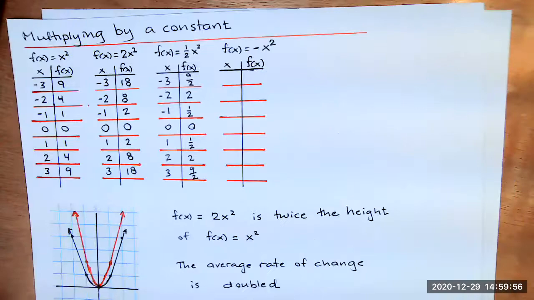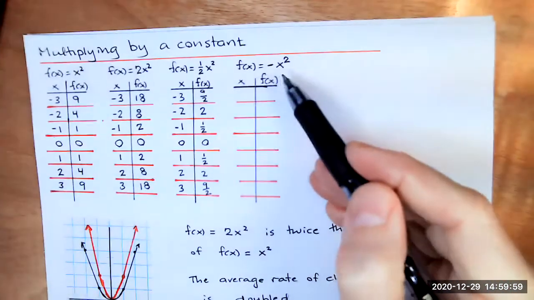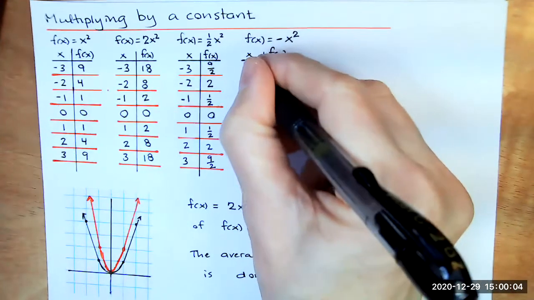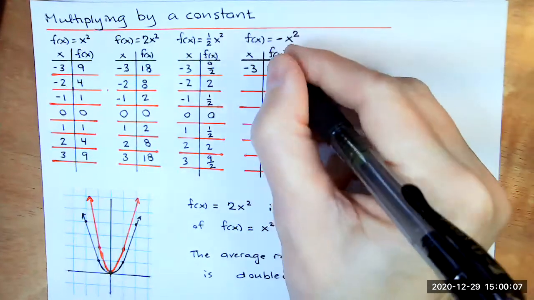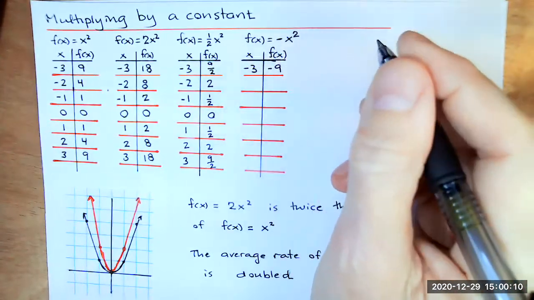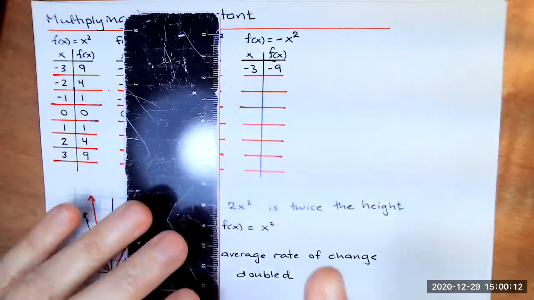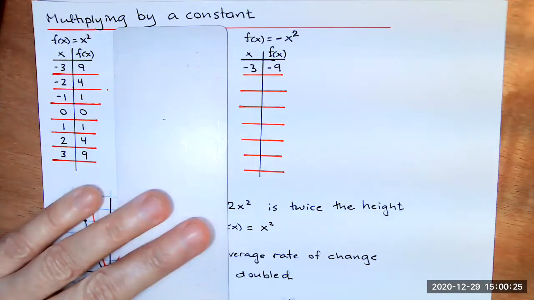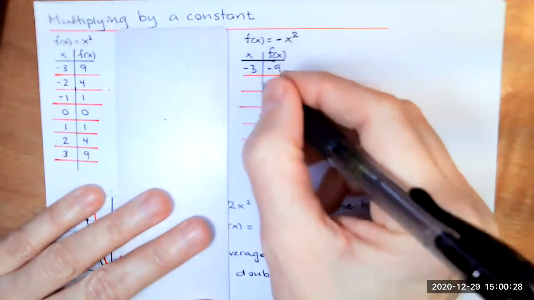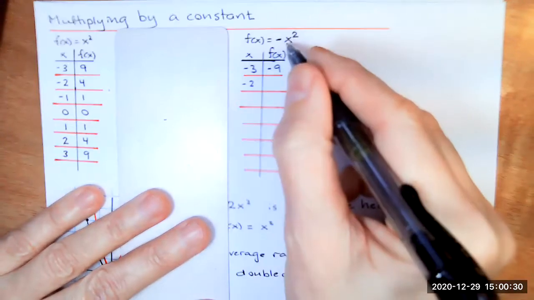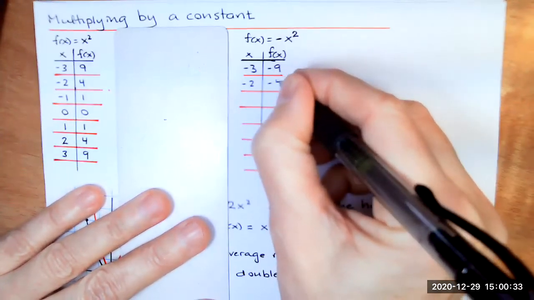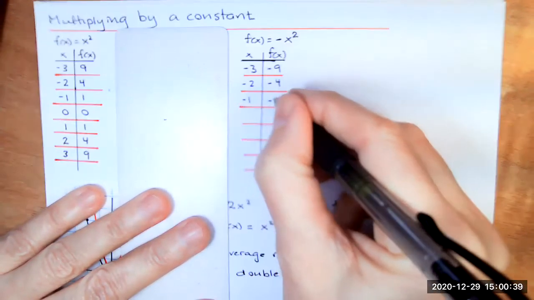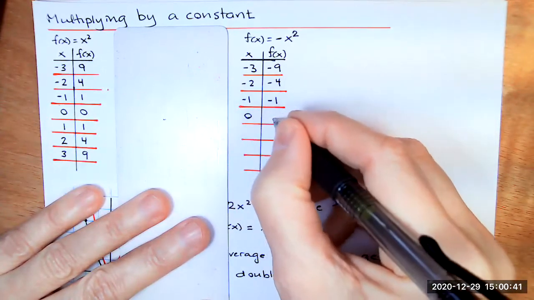All right, let's do one more shift. What happens if we multiply by -1? So when x is -3, -3 squared times -1 makes -9. Negative 2 squared times negative 1 is negative 4. Negative 1 squared times negative 1 is negative 1. 0, 0.